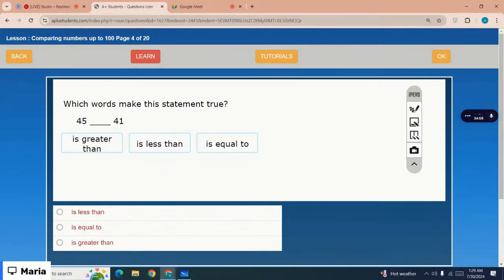Which words make the statement true? 45 and 41, which is the correct option?